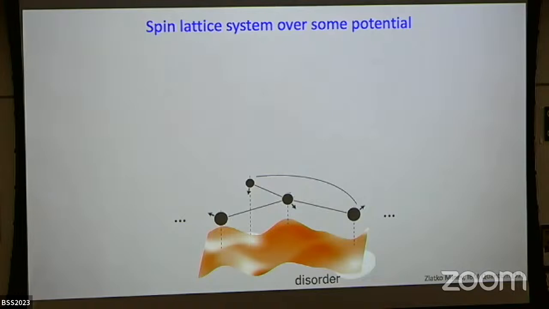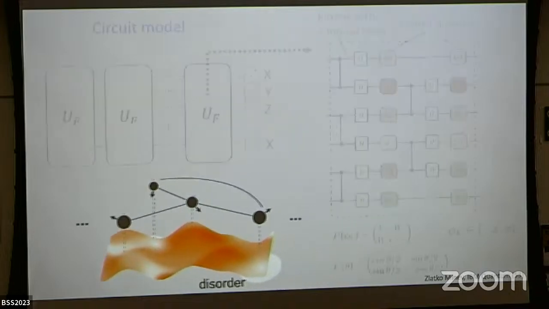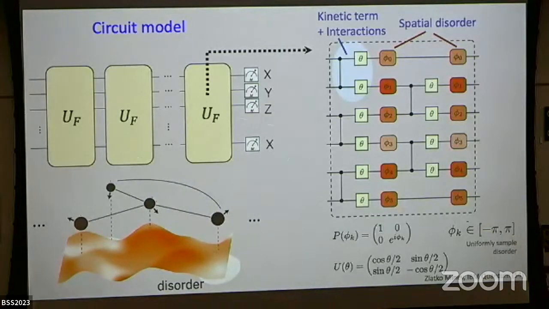Okay, now let's actually specify what this model is. So I have a bunch of spins over some disorder. I will define the evolution of this system. It's a bit of a new model, but basically it's a kicked Ising model, where at each time step, I'll apply a unitary called UF, called the Floquet unitary. I'll take that many times and finally measure.